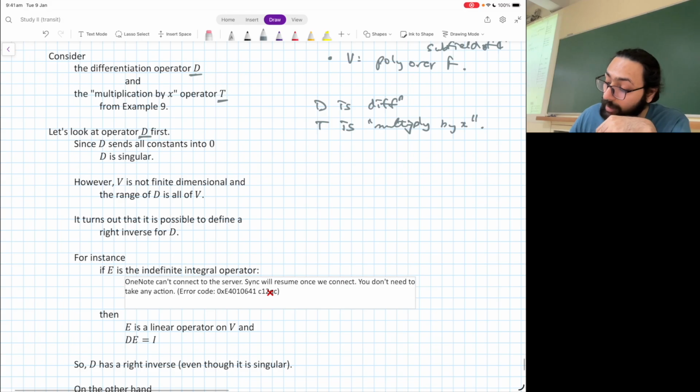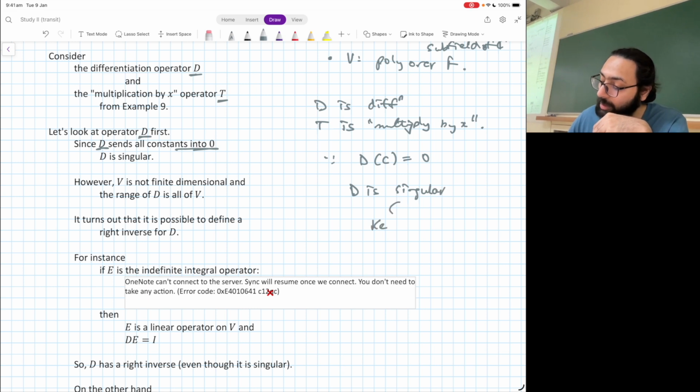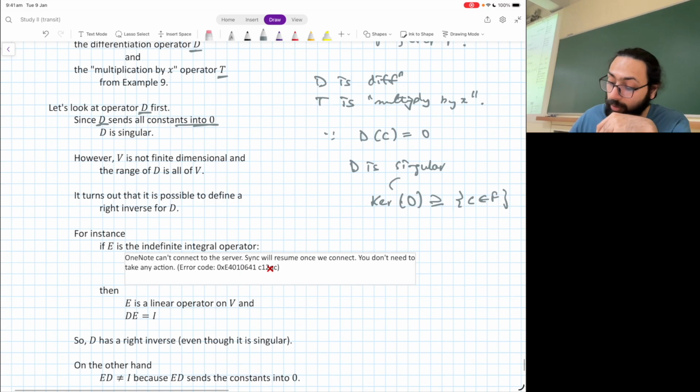So now let's look at operator D first. Because D of any constant C, when you evaluate it, what do you get? You get 0, right? So since D sends all constants to 0, we know that D is singular. Why is it singular? Because the kernel of D at least contains 0, 1, 2, basically all elements of the field, so C belonging to that. So we know that the kernel is non-empty, so it's certainly singular.